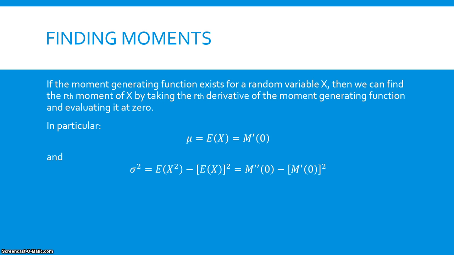How can we find the moments? If the moment generating function exists for a random variable x, then we can find the rth moment of x by taking the rth derivative of the moment generating function and evaluating it at 0. So in particular, since the mean is the first moment, we could take the first derivative of the moment generating function and evaluate it at 0. And since our variance is the second moment minus the first moment squared, we can find that second moment by taking the second derivative of the moment generating function, evaluating it at t equals 0, and then subtracting the mean squared.